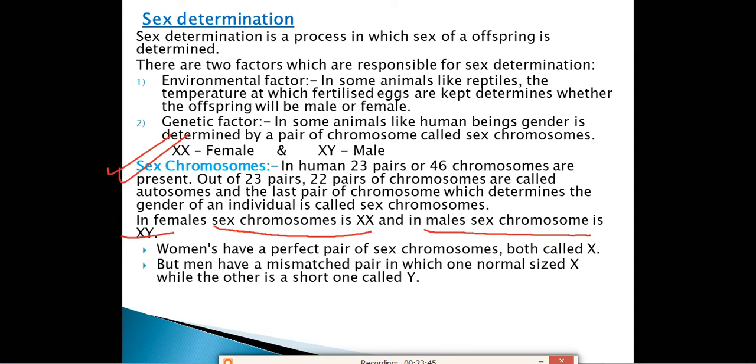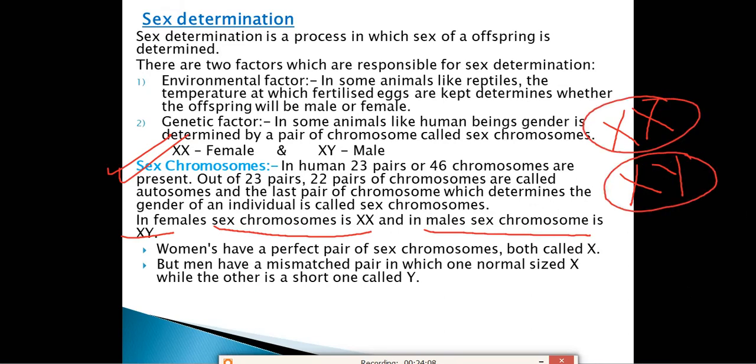Sometimes the question is asked: what is the difference between the sex chromosomes of male and female? So you can write that in female the sex chromosomes are similar, a perfect pair called XX, but in male the sex chromosomes are different. One is of normal size and one is of short size, that is X and Y. So this is the difference between the sex chromosomes of male and female.